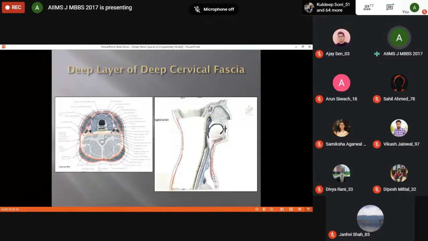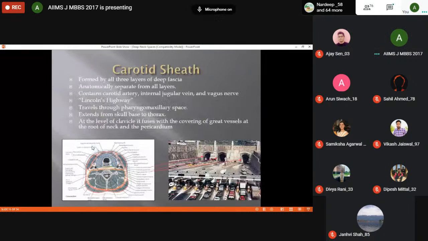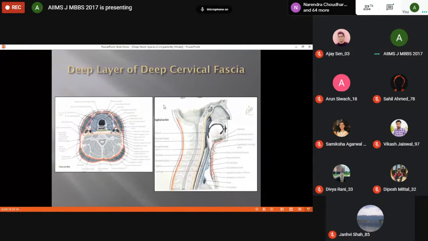So basically, this small area contains three spaces. Got it? The small area which covers three spaces between these fascia. All have different relevance, different prognosis. Here also you can see there are different lines, different areas. Okay.